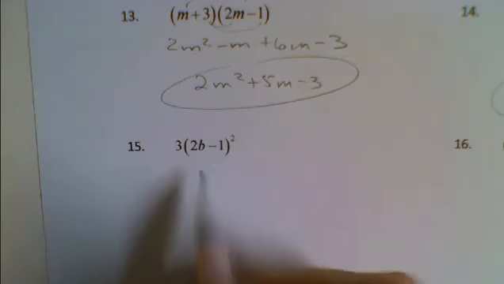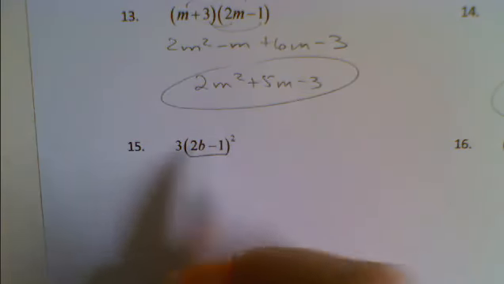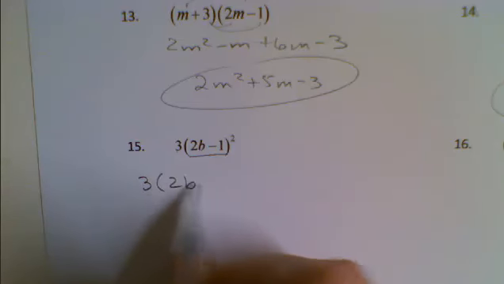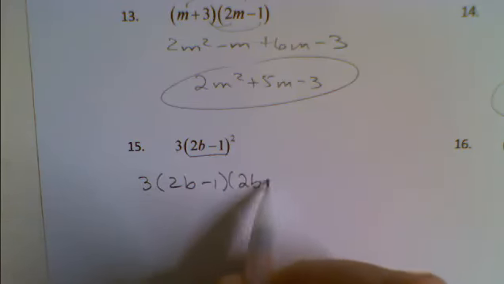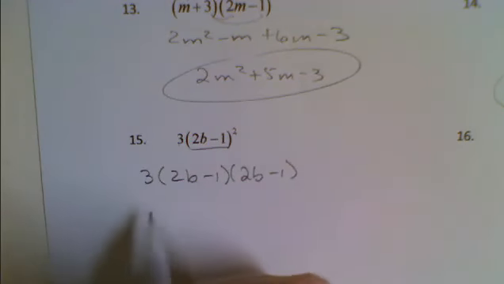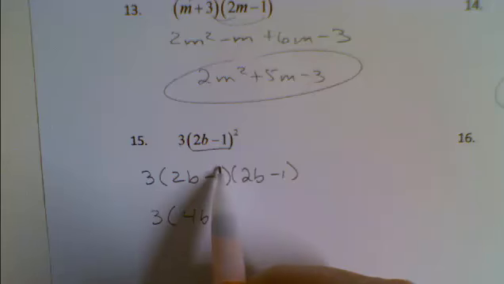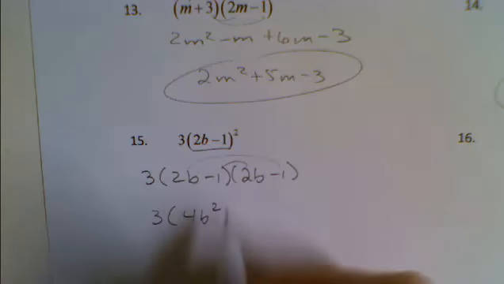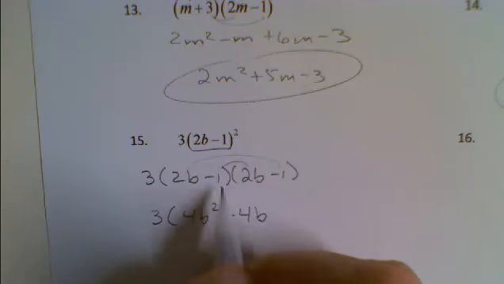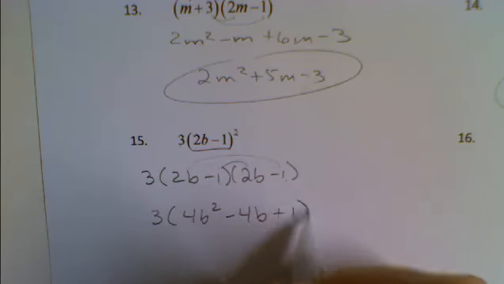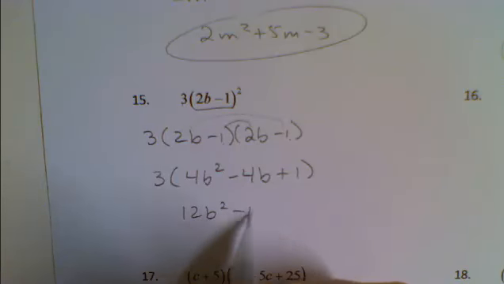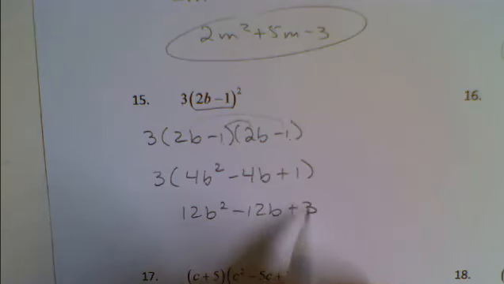With this one, I wanted to make sure you see that you square this first before you distribute the 3. So it's 3 times whatever 2b minus 1 is times itself. And so when I FOIL that out, I'm going to get 4b squared. For my middle term, I'll just do this all in one step. I get negative 2b and another negative 2b. So I get negative 4b, and then negative 1 times negative 1 is positive 1. So I get 12b squared minus 12b plus 3.